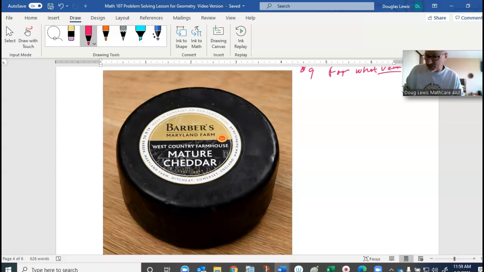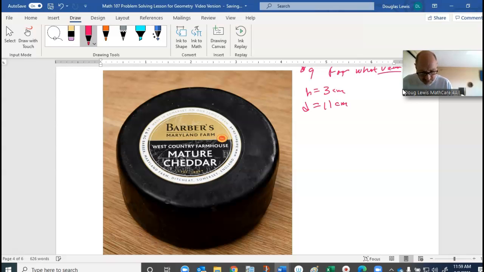Remember that the diameter is twice the radius. So I'll write on here that I had a height of 3 centimeters and a diameter of 11 centimeters. So that means the radius will be half of that, 11 over 2, which is 5.5. So the volume of this is, remember, a cylinder is pi r squared h. You're going to need to have that handy. And that's going to be pi times the radius, 5.5 squared, times the height, 3.